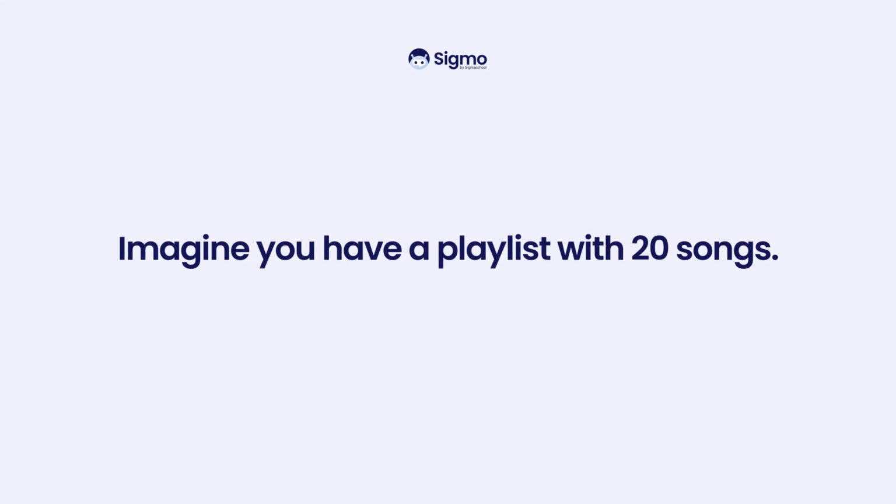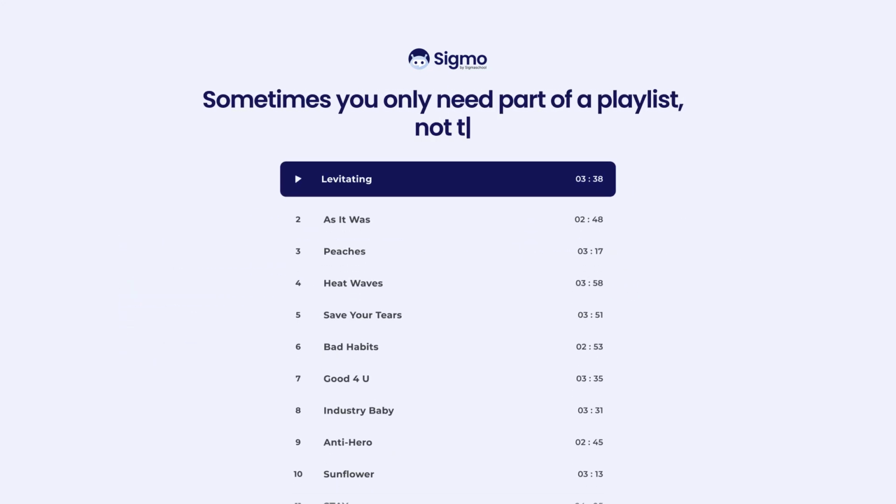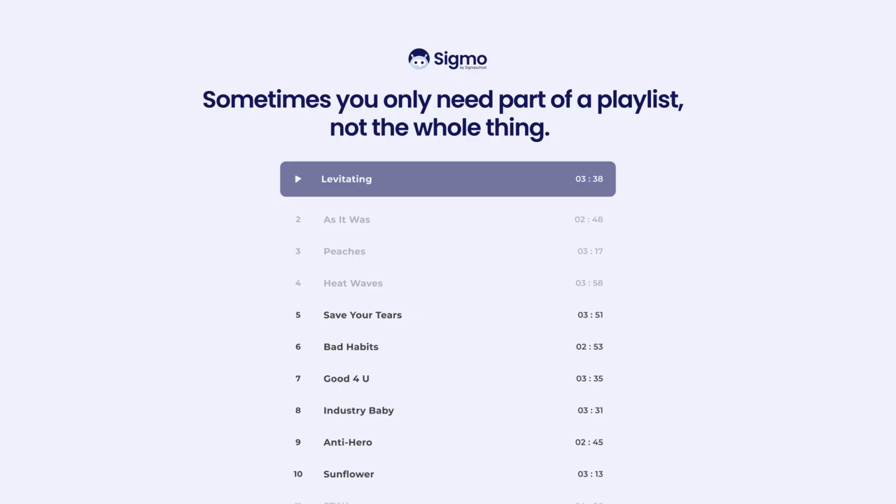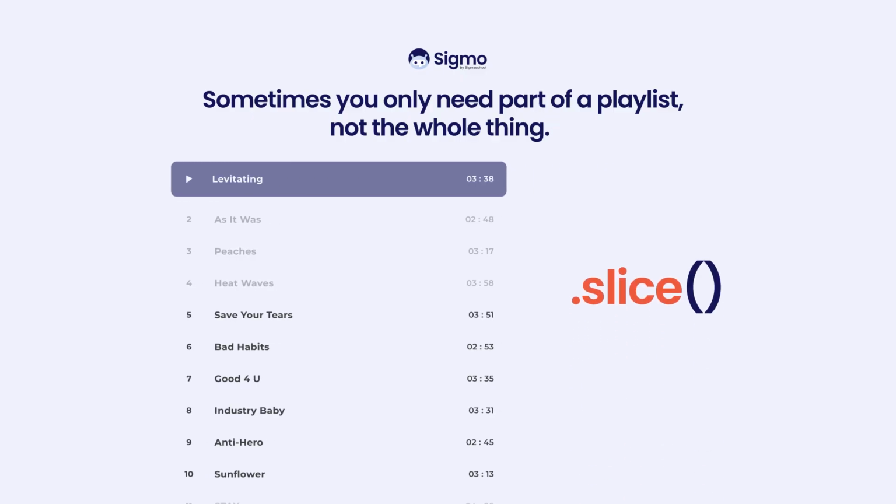Imagine you have a playlist with 20 songs, but right now you only want to listen to songs 5 to 10. Instead of creating a whole new playlist manually, JavaScript gives you an easy way to take just that section. That's exactly what slice does.